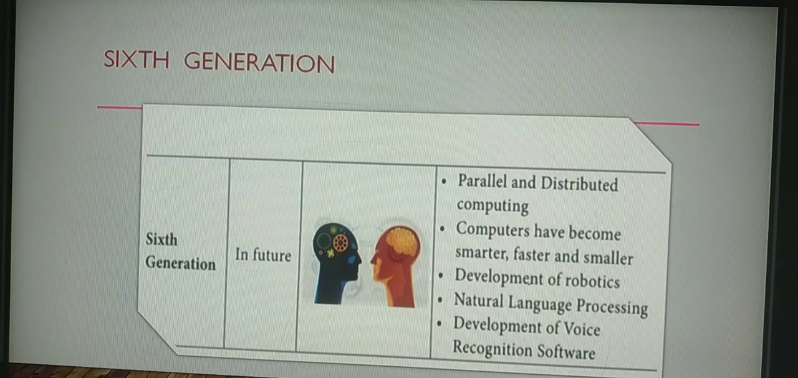For that you have to move to page number 3 in your book and mark only the 6th generation characteristics. Yes, the next one.